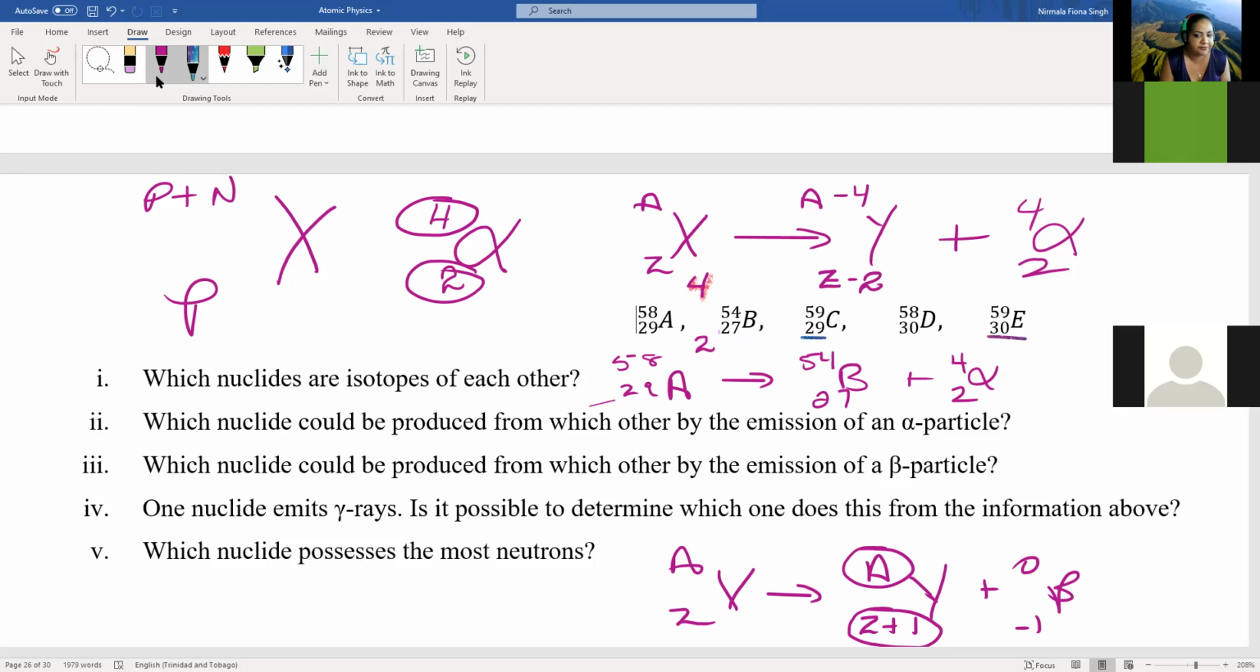One nuclide, so part 4 reading question. One nuclide emits gamma rays. Is it possible to determine which one does this with the information above? It's either yes or no. Is there any way we can determine if there was beta decay, gamma rays given off here? Give me yes or no. Tick or X.